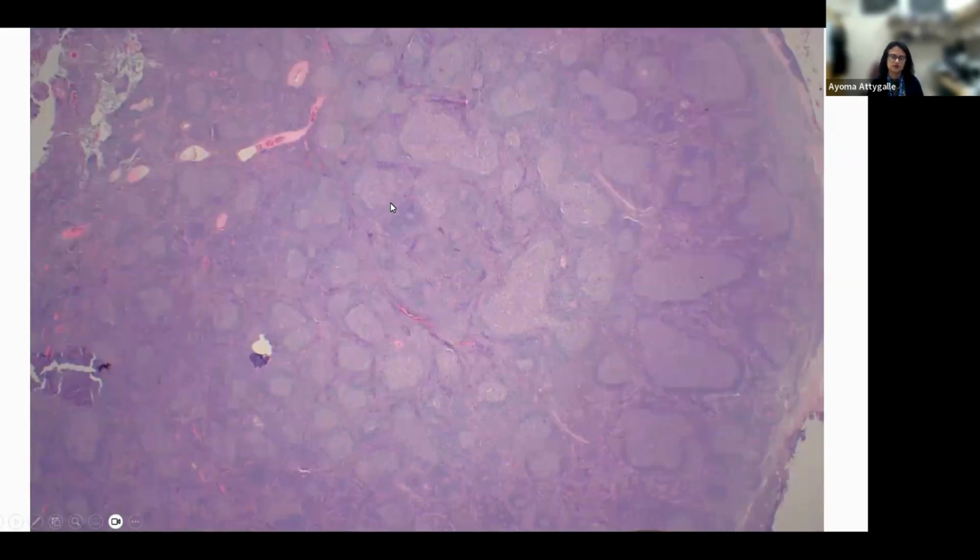If you look at another section of this, some of these follicles are not uniform in appearance. They're not small, they're varying in size to some extent, but it's really densely packed.